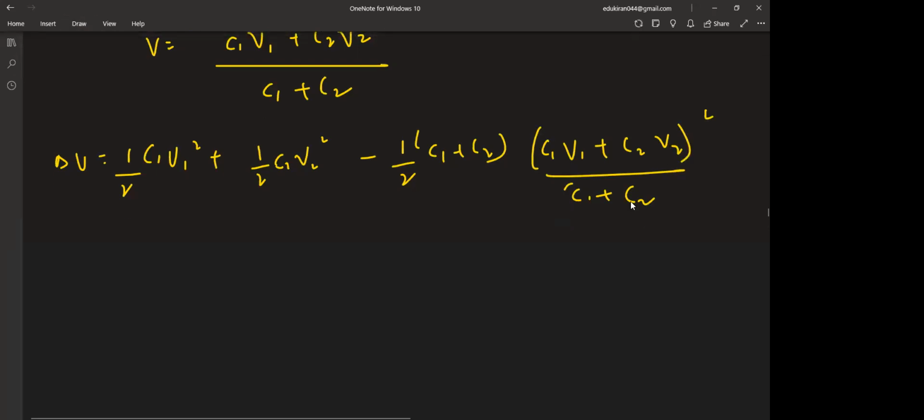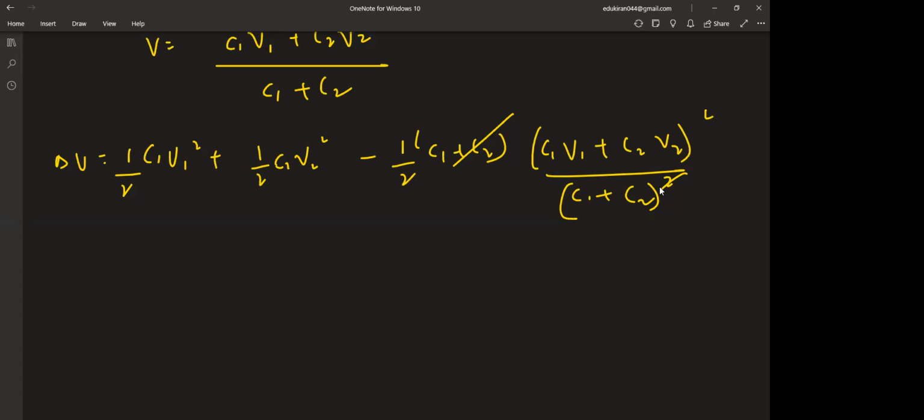This is numerator square, this is denominator square. Remember, half (C1 plus C2) V square. I have squared it. This is the same. Why have I written it separately? Because C1 plus C2, this can be cancelled. That's why I've written it separately. Fine.